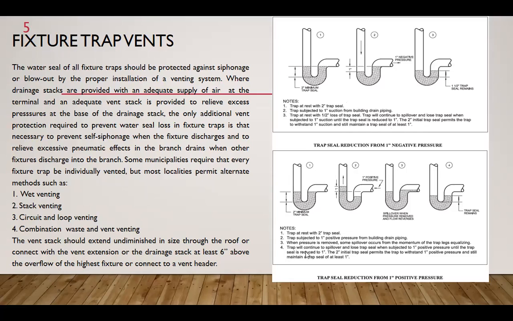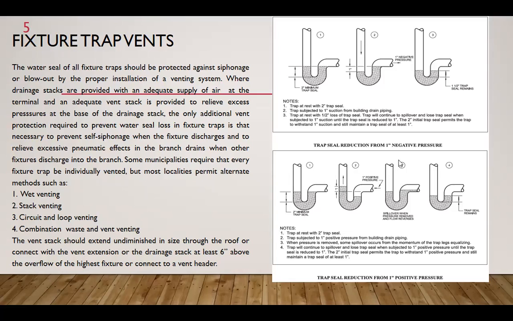This one is the same. Number 2, this trap is subjected to 1 inch positive pressure from the building drain piping. So this one is forced. When the pressure is removed, some spill over occurs from the momentum of the trap legs equalizing. When the pressure is gone, the water will suddenly return, so there will be overflow, spill. The trap will continue to spill over and lose trap seal when subjected to 1 inch positive pressure until the trap seal is reduced to 1 inch. The 2 inch initial trap seal permits the trap to withstand 1 inch positive pressure and still maintain a trap seal of at least 1 inch.